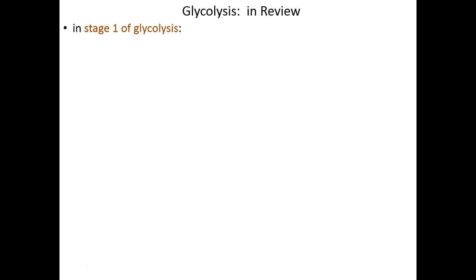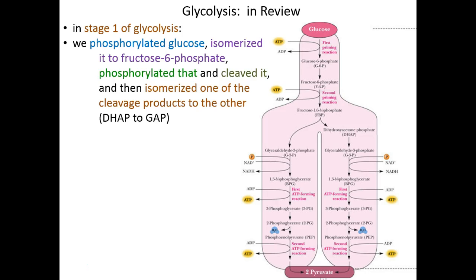Let's review glycolysis very briefly. We started off with stage 1 of glycolysis, where we consumed glucose, phosphorylated it to glucose 6-phosphate, isomerized that to fructose 6-phosphate, and then phosphorylated fructose 6-phosphate to fructose 1,6-bisphosphate.